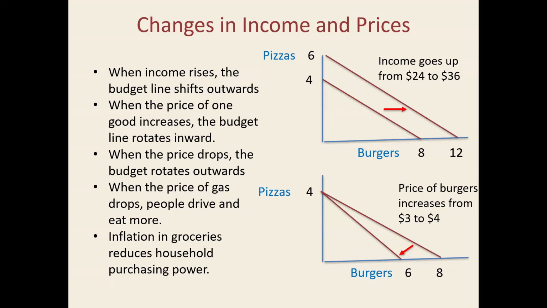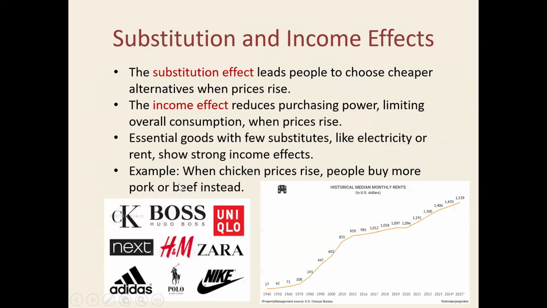Similarly, if we have inflation, it reduces our household purchasing power. So inflation represents an overall increase in prices, or if we look at the budget line, it means the entire budget line is shifting inwards. We can then break this into the substitution and income effect.